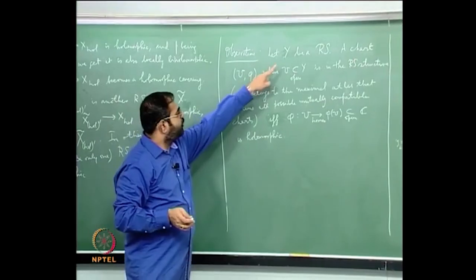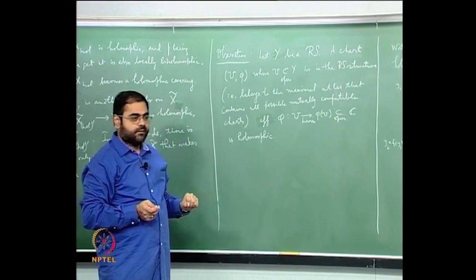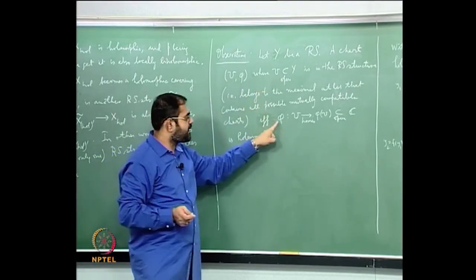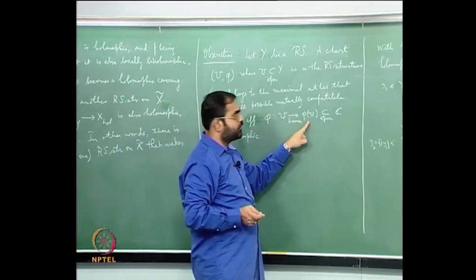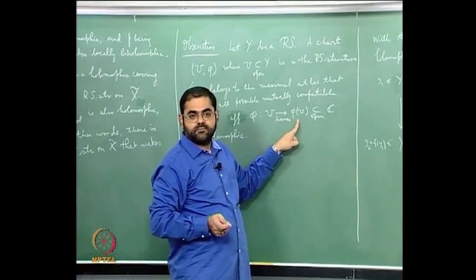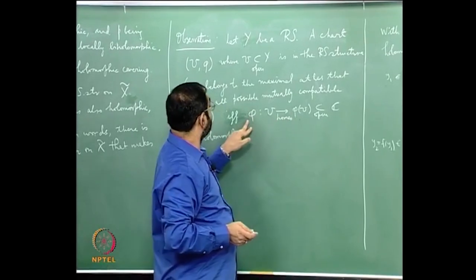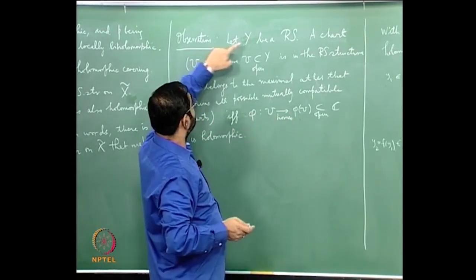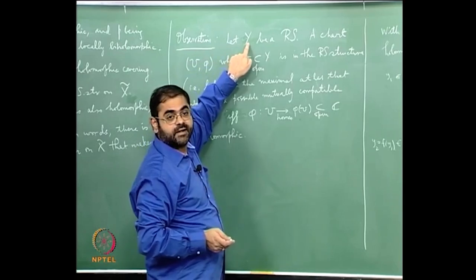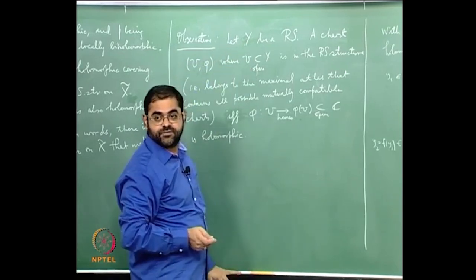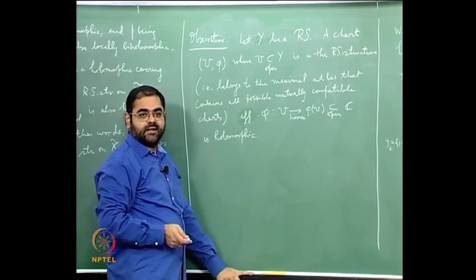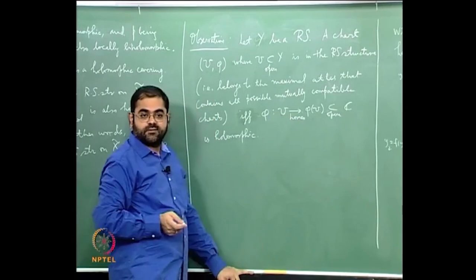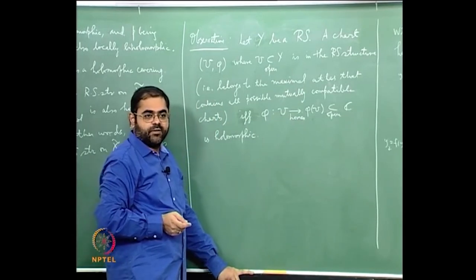I am saying Y is a Riemann surface, U is an open subset of the Riemann surface and phi is just a homeomorphism of U into an open subset of the complex plane. When will this also be compatible with every chart that defines the Riemann surface structure on Y? That is the question. I am saying that that will happen if and only if this phi itself is holomorphic.